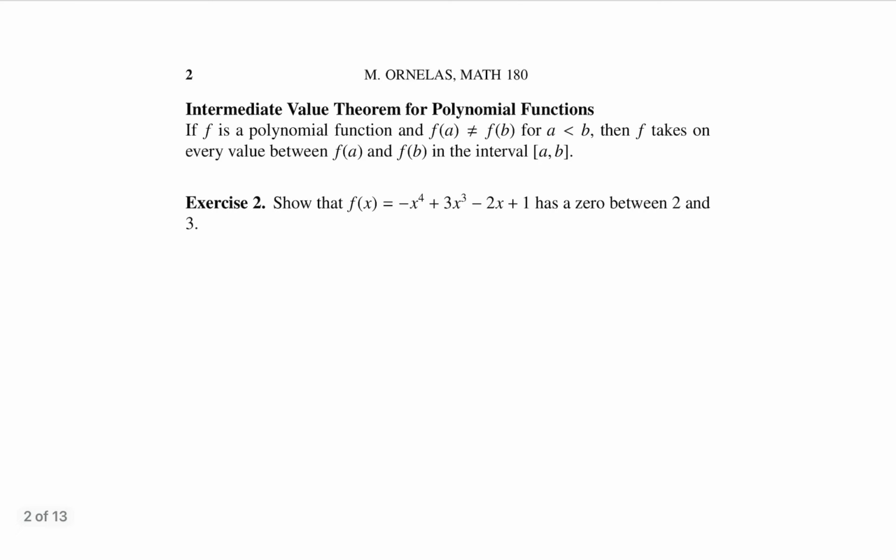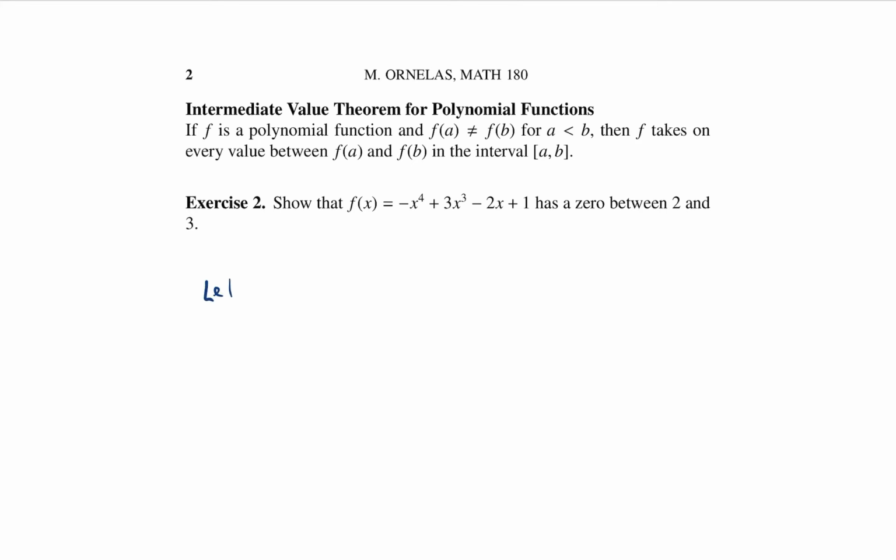So the intermediate value theorem for polynomial functions: if f is a polynomial function and f of a does not equal f of b and a is less than b, then f takes on every value between f of a and f of b in the interval a to b. So let's use the intermediate value theorem to show that this function has a 0 between 2 and 3. So 2 and 3 are going to be our a and b respectively.